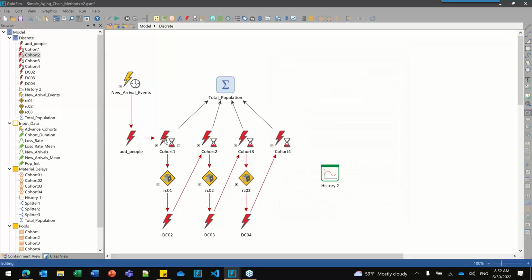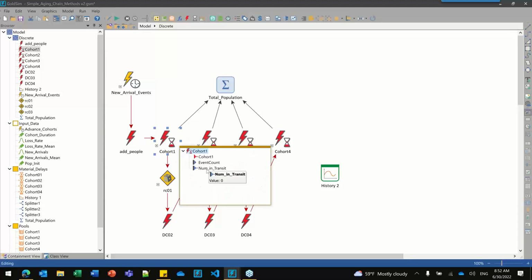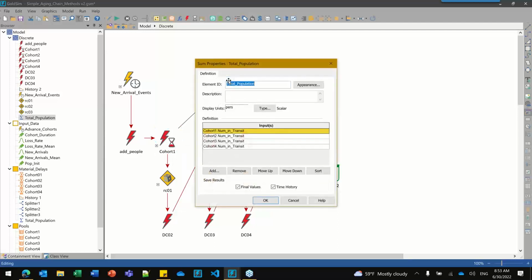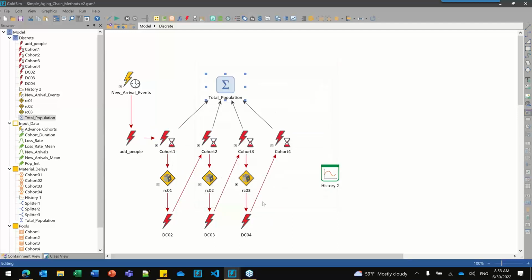And then what's nice about these discrete change delays is that they have an output called num in transit. How many people are in transit, which is exactly the number we need to calculate the total population. Just capture those num in transits to get the total population.